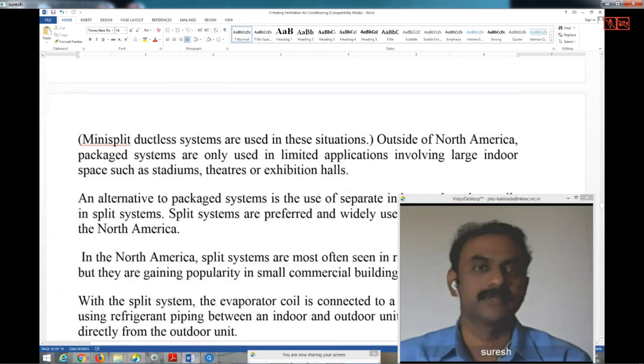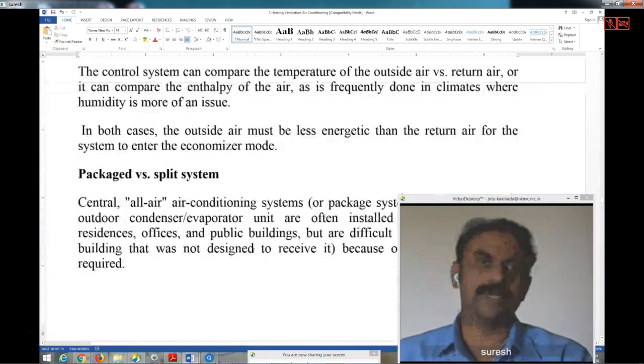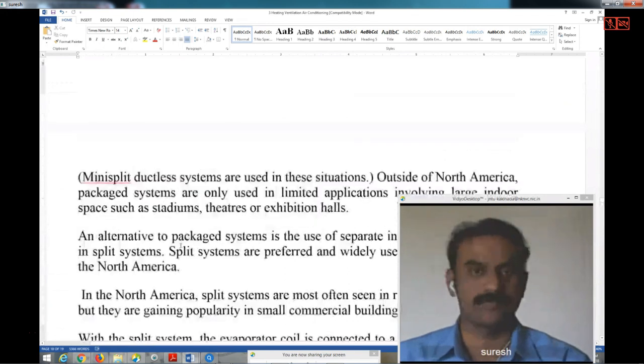Now coming to this window AC, the total package. That is, everything is packed together and placed at only one particular window area. And these are the cases.